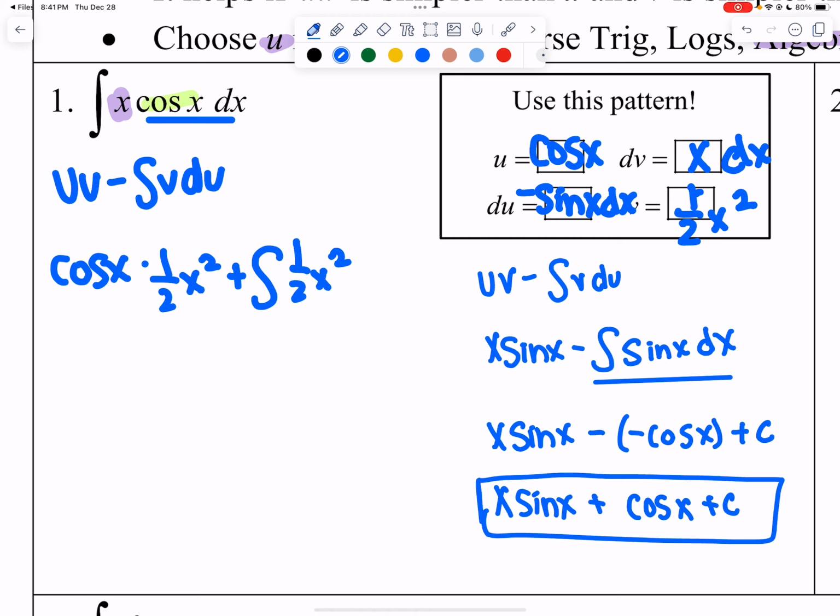and then my du is negative sine of x dx. Notice how here, this is another integration by parts problem, because I can't take the integral of that. I can't use u sub of that.